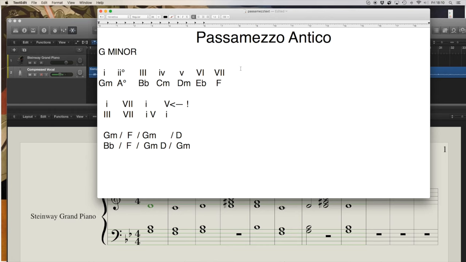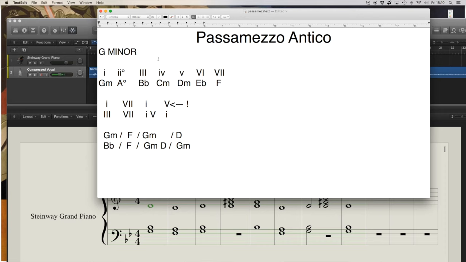This one is the passamezzo antico, and we're going to be looking at it in terms of G minor, but as I mentioned last week, you can transcribe these to any key you'd like. G minor was one of the common forms, and this passamezzo antico is a dance, a pavane, but songs like Stairway to Heaven are essentially twists on this.